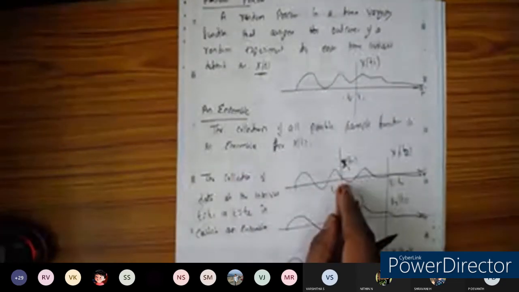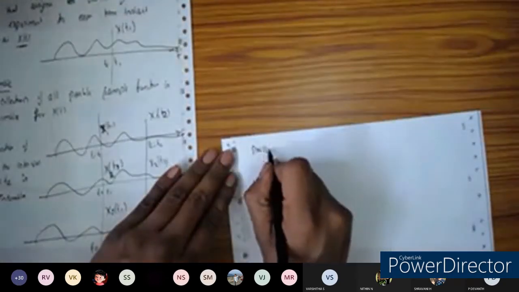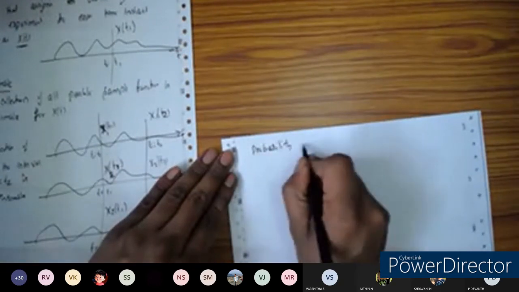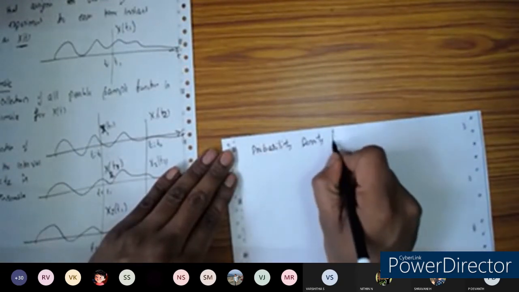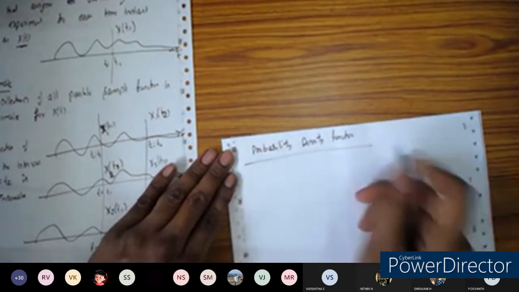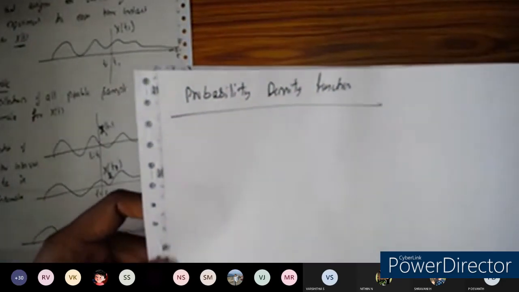Now based on this, I'm going to define the parameters we have seen in module 1, that is the CDF, PDF, mean, variance, all those things. Let us define the terms for a single random variable and for two random variables simultaneously. So take the next one, the probability density function. We are going to define the PDF for the random variables.